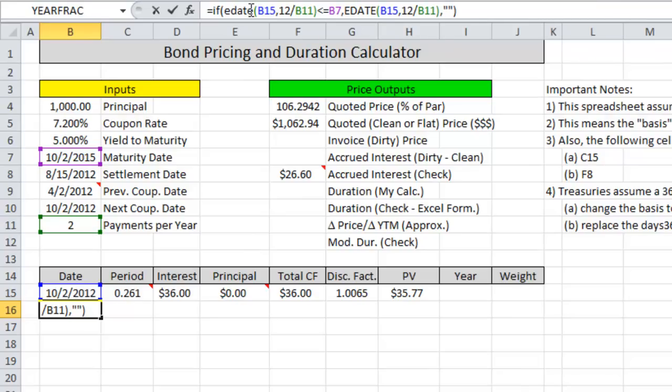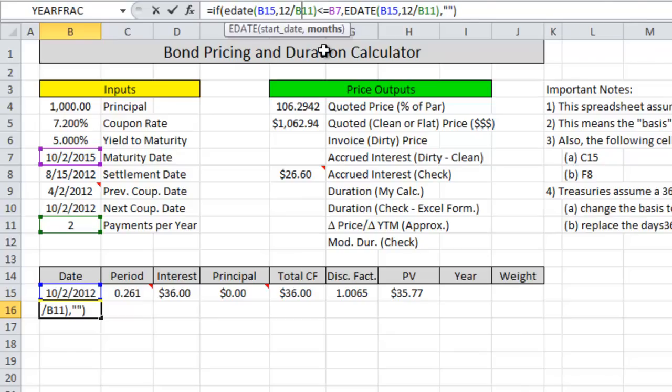So make sure you're comfortable with this formula. We've told Excel, take the previous date, add 6 months to it. If that's less than the maturity date, then show me that date. That means I need a coupon date there. However, if you add 6 months to the previous date and it's greater than the maturity date, then I don't want to see anything. That means we're past the maturity date.